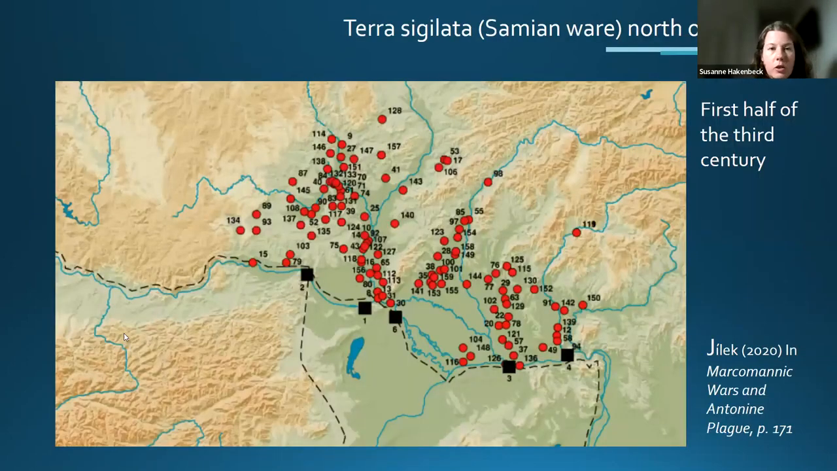Okay, and now just to conclude, just to give you a bit more context of the situation that we're in. Now we're a little bit later, in the first half of the 3rd century. And here you can see the extent to which this region was tied in with Roman mass-produced pottery and trade routes. The black squares on the map are the locations of Roman legionary fortifications. And the red dots are locations of where terra sigillata or Samian ware was found.